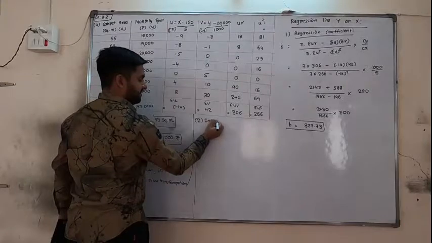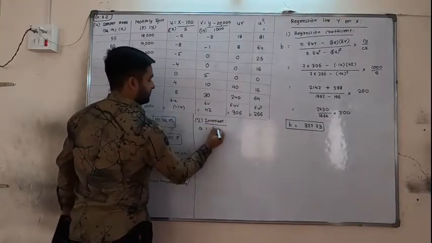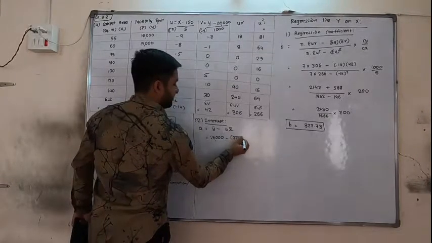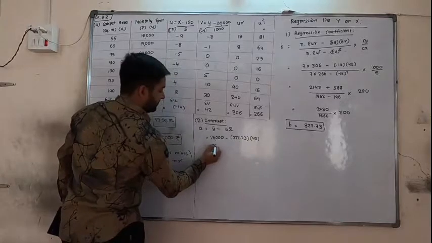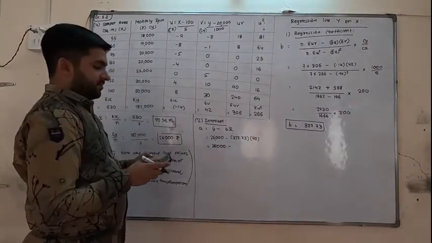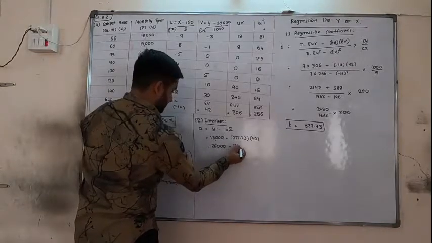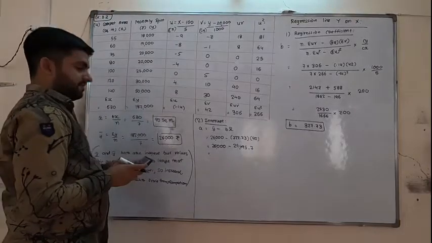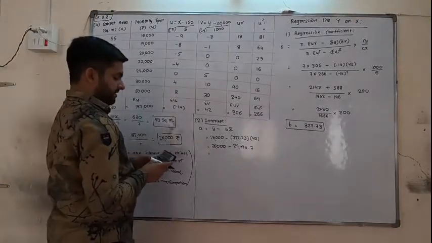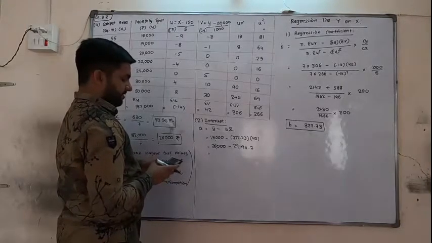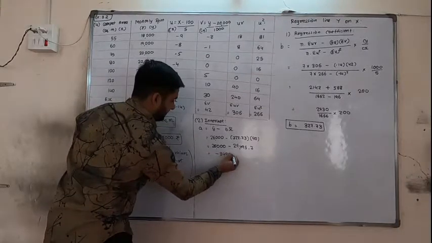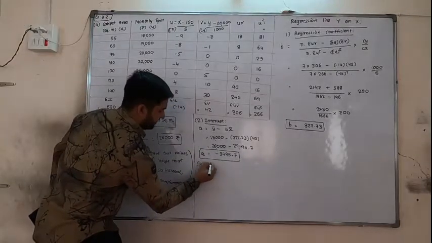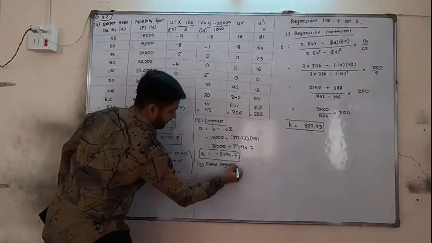Second step is intercept. A is equal to y bar minus b x bar. 26,000 minus 327.73 multiply 90, which is 29,495.7. So 26,000 minus 29,495.7 is minus 3495.7. A is minus 3495.7.